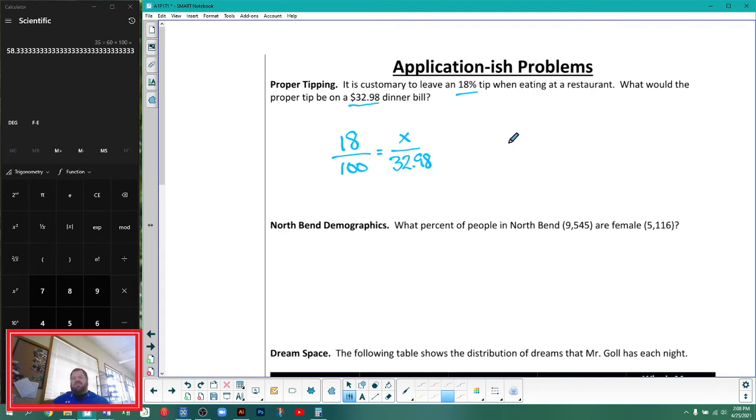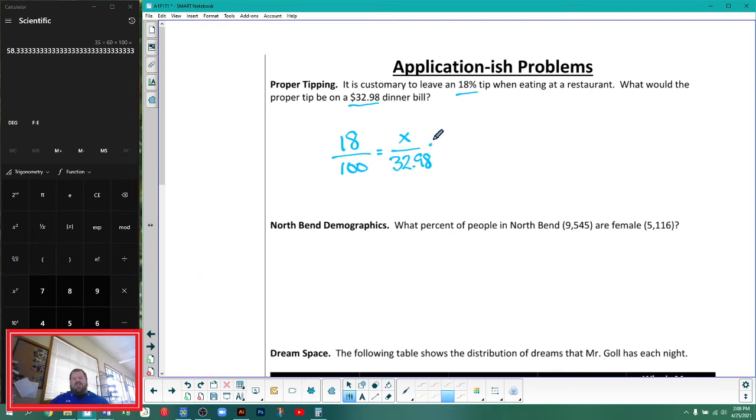18% is almost like move the decimal to the left once and then double that number. So it should be somewhere around $6. If you do it the wrong way, I'll talk about the wrong way after I do the right way. Let's do it that way.